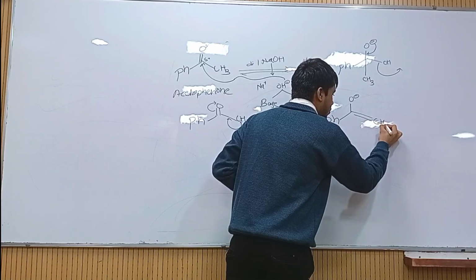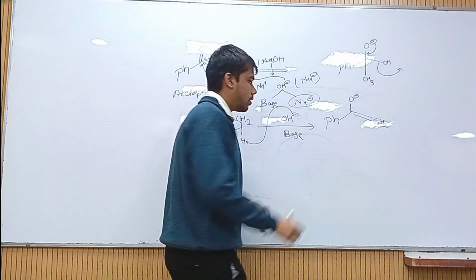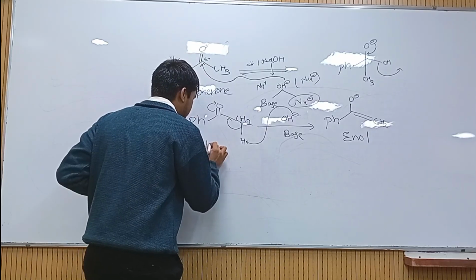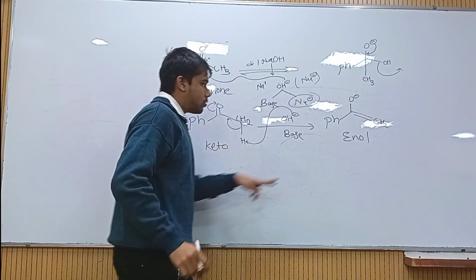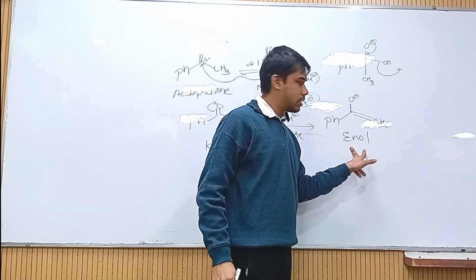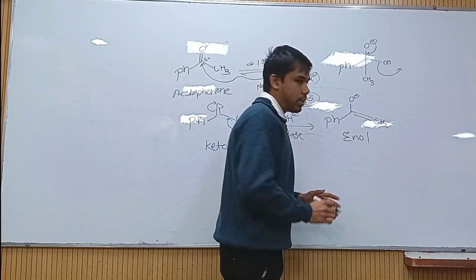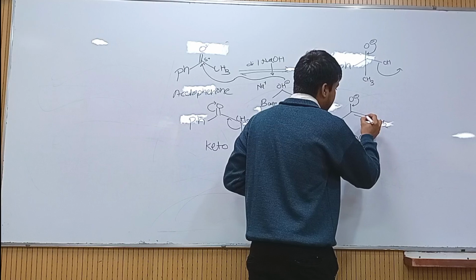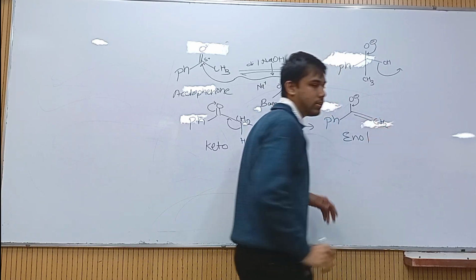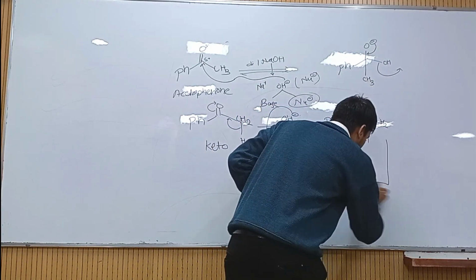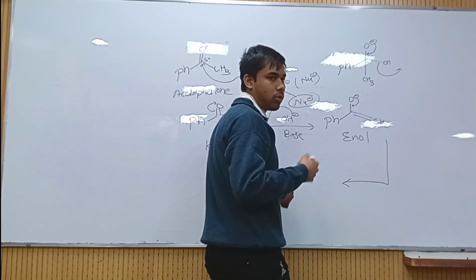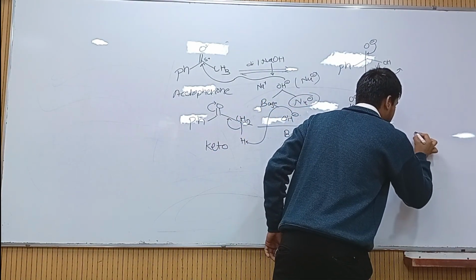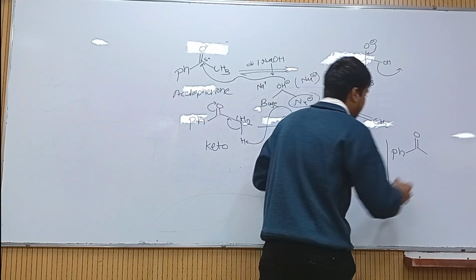So this is called the enol form, and this was the keto form. This enol form is very reactive. So again, when it comes back, that negative charge will localize on the carbon. Then it will attack another molecule, like the same molecule of that acetophenone.